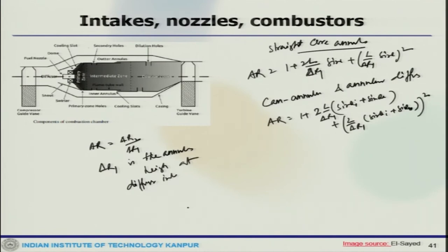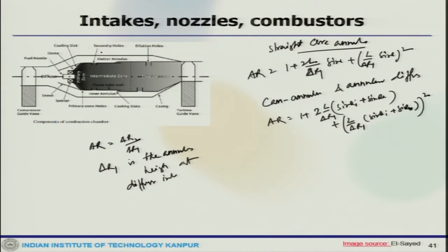So you can just see there is a diffuser, nozzle, dome, cooling slot, swirler, primary. So there will be different combustion zones: primary, intermediate, dilution. You have the dilution swirler where, again, air is injected. You have cooling slots or louver holes, this is called the flame tube wall. Then you have the primary zone.